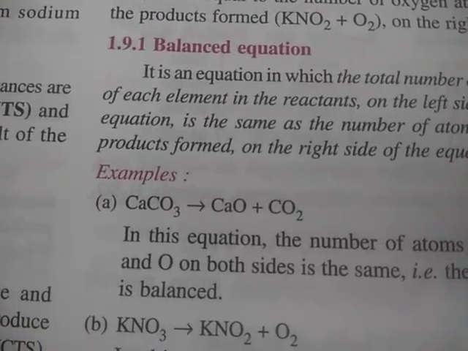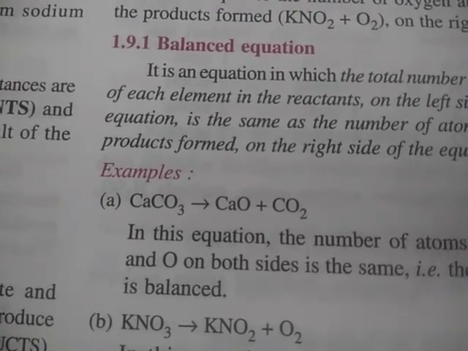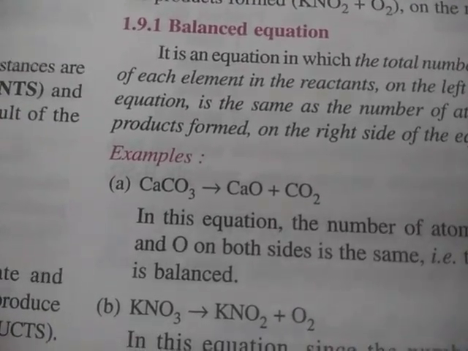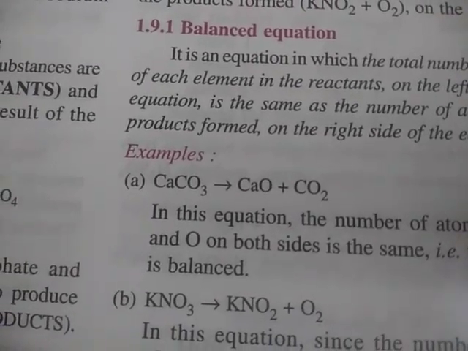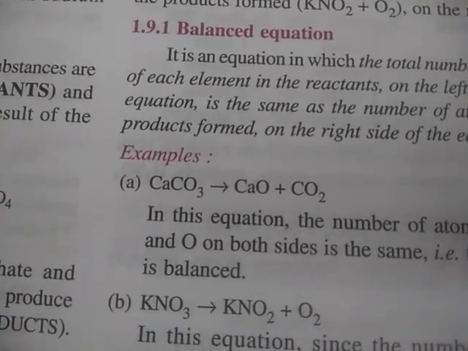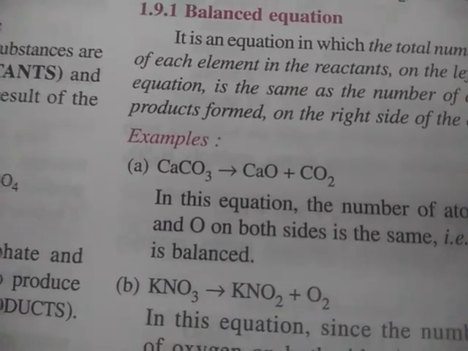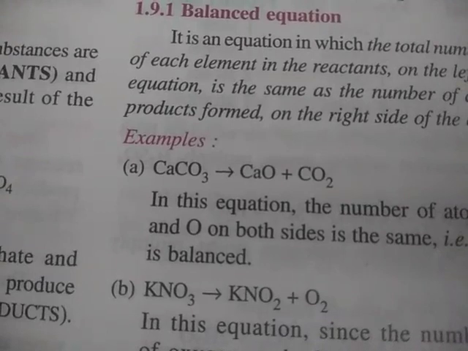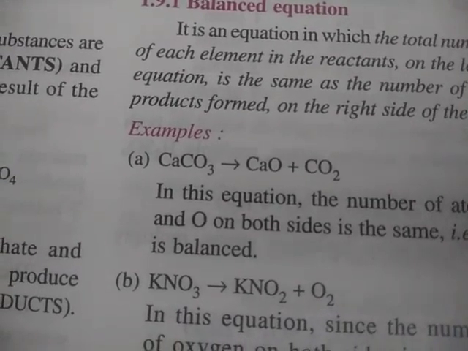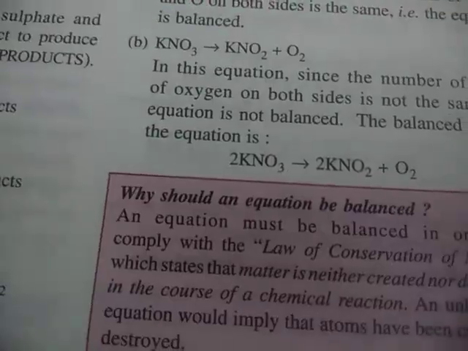How many carbon are there on left hand side? 1. How many on right hand side? Carbon is 1. And how many oxygen are there on left hand side? It is 3. And on the right hand side, it is once again 3 oxygen atoms: one in calcium oxide, another 2 atoms in carbon dioxide.